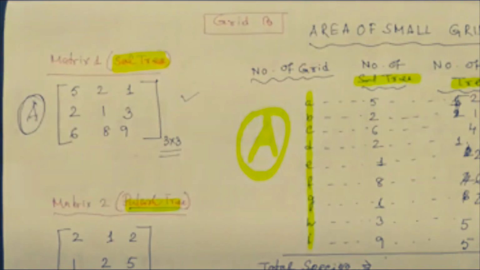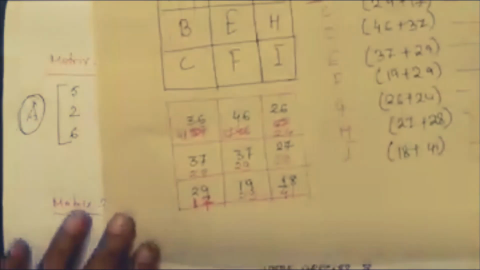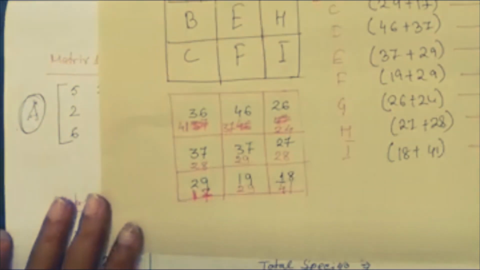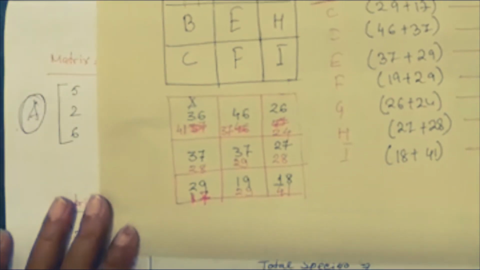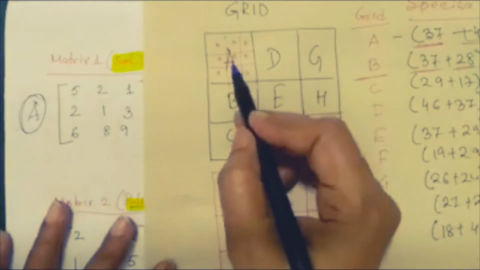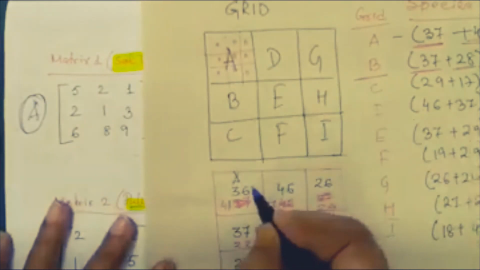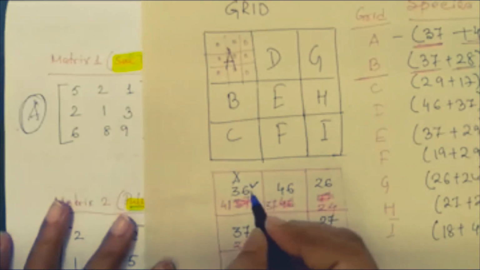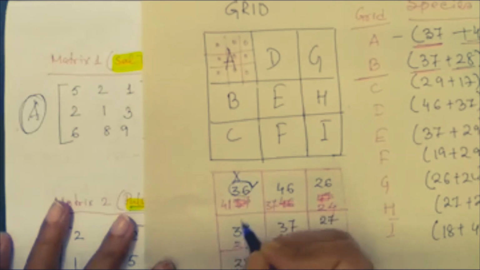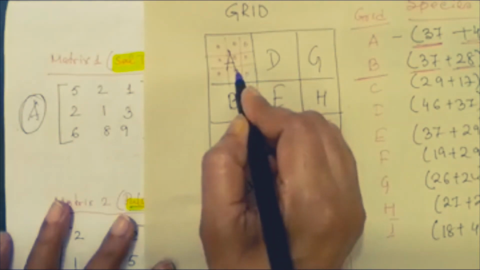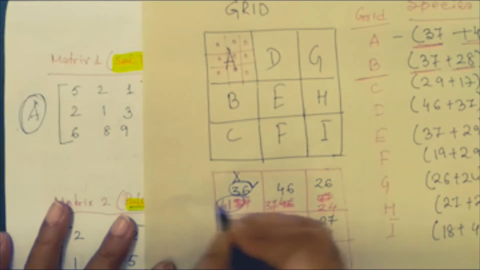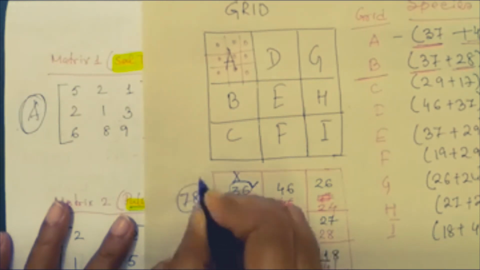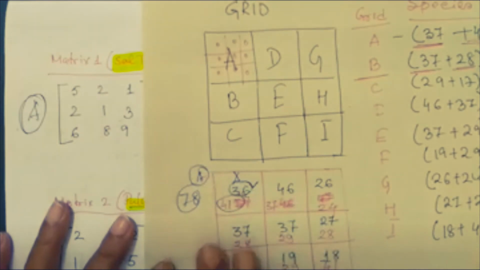Okay, so therefore you have to calculate the total number of species. Suppose in this small grid, with the help of black ink, for grid number A, I have counted the number of species and added all of this. This is the shal tree. And for grid number A, I have counted the polus tree and added all these things, and I get 78 as the total number of species for grid A.